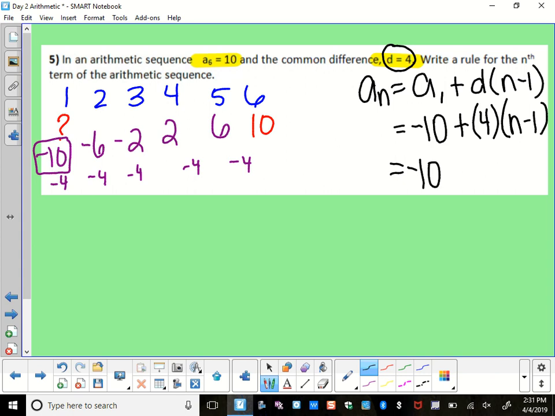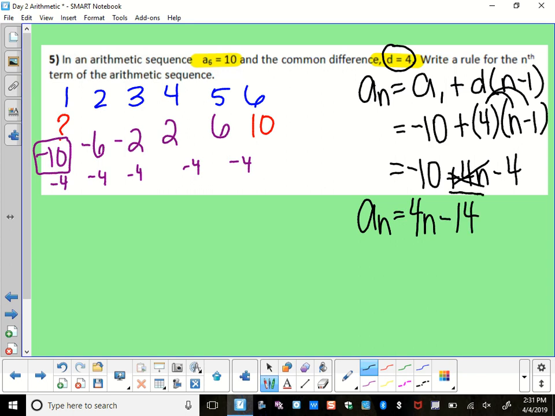Bring down my negative 10, then 4 times n, 4n, and 4 times negative 1, negative 4. So my rule is, I bring my variable to the front. And what's negative 10 minus 4? Negative 14. 4n minus 14 is my rule. This makes sense, what I just did for this problem.